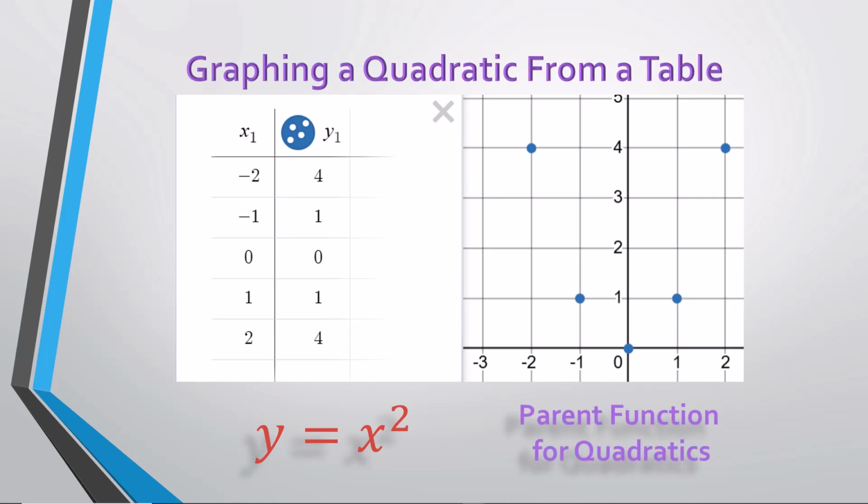You can see the relationship between x and y values. Each y value is the square of the x value. 0 squared is 0, 1 squared as well as -1 squared are both 1, and then 4 is the square of both 2 and -2.